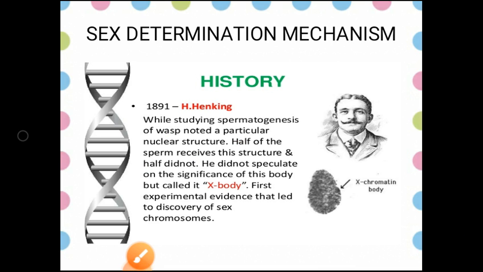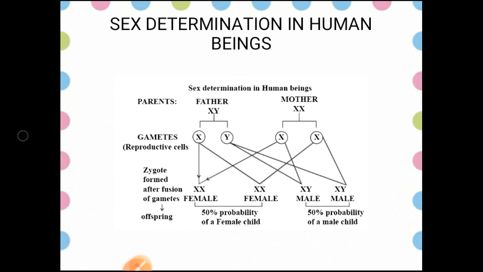Is it clear? The study was started by a scientist Henking. He studied the process of spermatogenesis and found a special type of nuclear structure throughout. But once the sperms are produced, 50% of the sperms have this nuclear structure, the other 50% do not. He called this special structure the X body. At present, we call it the X chromosome.